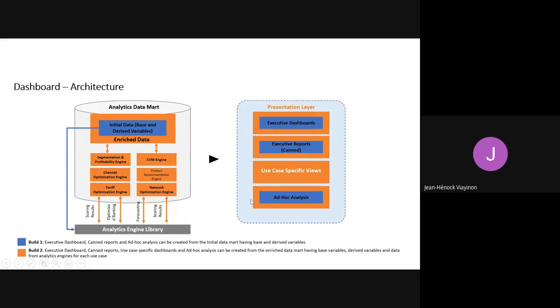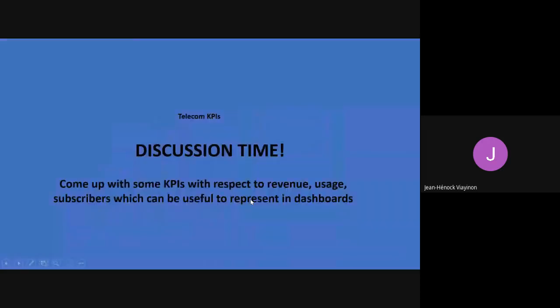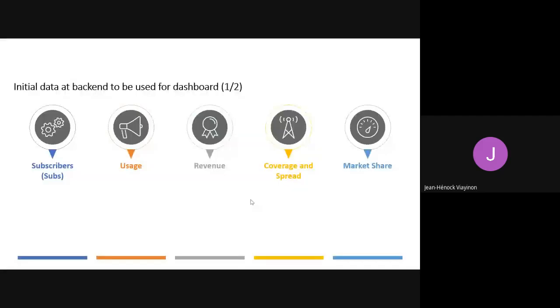So whatever you want, you could just do it. Now come up with some KPI with respect to the revenue, the usage, the subscriber, which can be useful to represent in a dashboard. Actually, focus on a telecommunication KPI. Yes, so now if I have problems here.